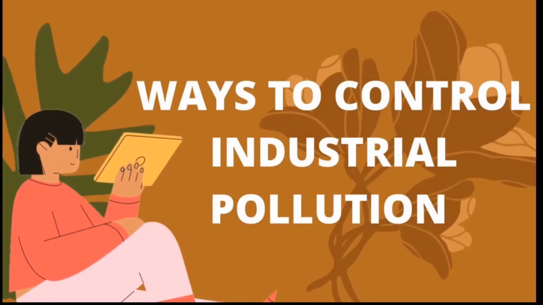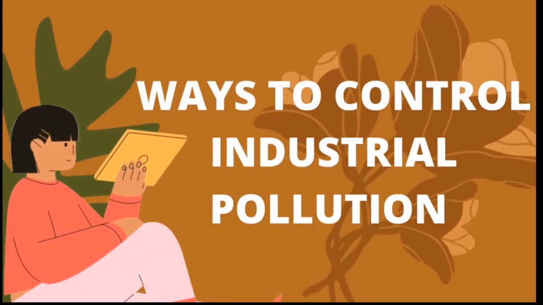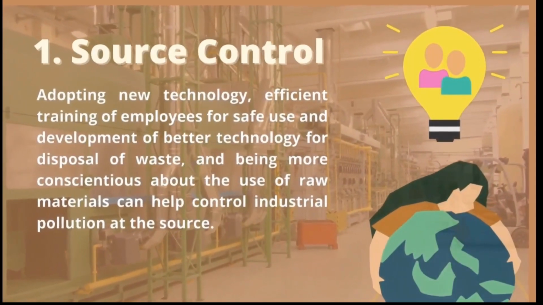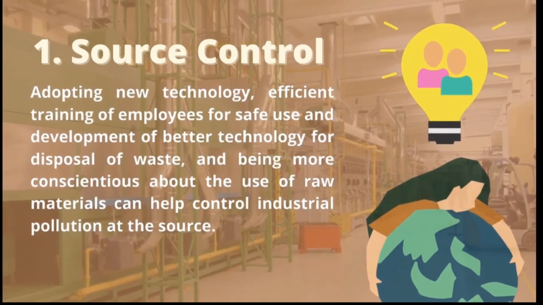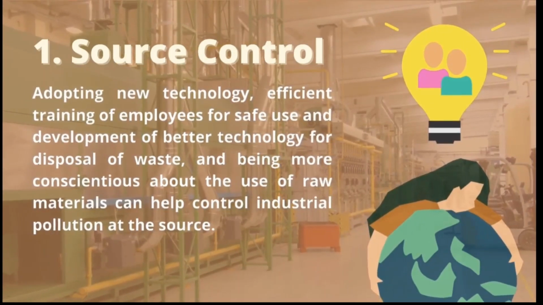Ways to control industrial pollution. Source control. Adopting new technology, efficient training of employees for safe use and development of better technology for disposal of waste and being more conscientious about the use of raw materials can help control industrial pollution at the source.